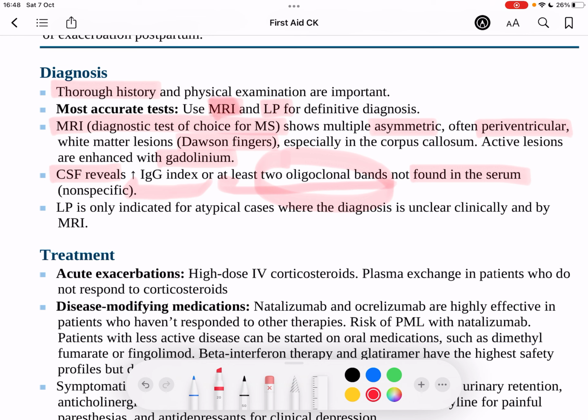A lumbar puncture is only indicated for atypical cases where the diagnosis is unclear clinically or by MRI. Okay, so maybe the patient has MS, you're not 100% sure from their history, you do an MRI, it's not 100% clear, you can then do a lumbar puncture to confirm or rule out the diagnosis.